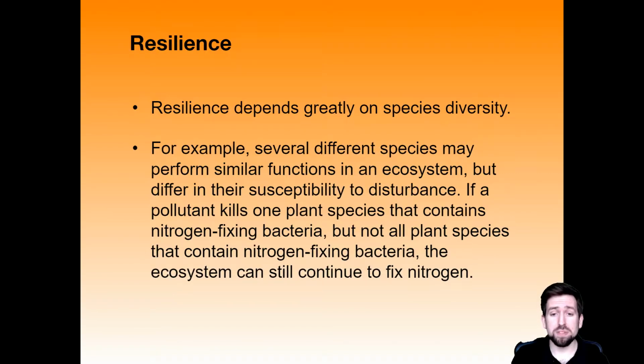So for example, several different species may perform similar functions in an ecosystem, but differ in their susceptibility to disturbance. If a pollutant kills one plant species that contains nitrogen-fixing bacteria, but not all plant species that contain nitrogen-fixing bacteria, the ecosystem can continue to fix nitrogen. And so that is a very nice thing to have, having that ability for other things to help out and take over, and that leaves these ecosystems more able to provide all the other benefits that we've just talked about.